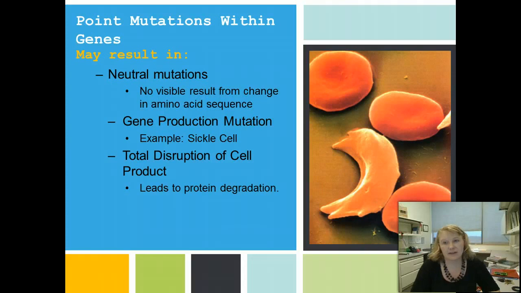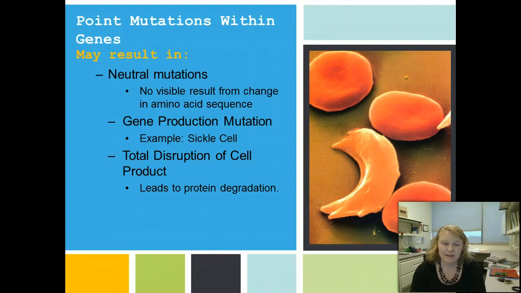So let's talk about some examples. Point mutations within genes, or changes within the genes. Now, a lot of point mutations are neutral mutations, which means they don't change anything. Well, they change, but there's no visible result. We can't tell without sequencing the gene if there's anything different between that gene and a normal gene. There are also ones that could cause all sorts of disruption, all the way from small changes to lethal changes.